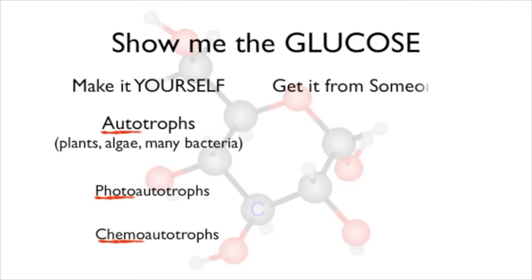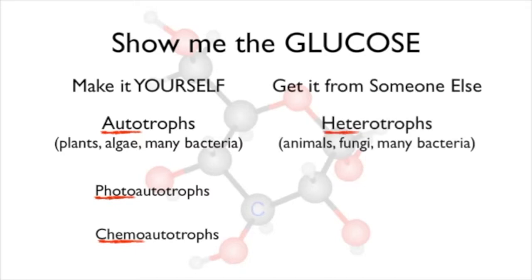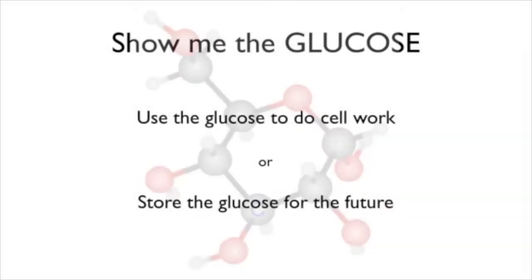The other option, if you can't make it yourself, you got to get it from someone else. And those organisms we refer to as heterotrophs. Hetero just means other. Either way, you're going to use the glucose to do cell work, or you're going to store the glucose for the future.